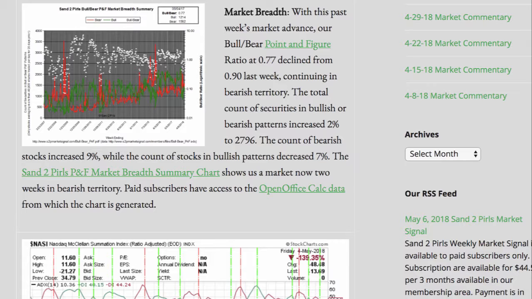The total count of securities in bullish or bearish patterns increased 2% to 2,796. The count of bearish stocks increased 9%, while the count of stocks in bullish patterns decreased 7%. The Pirls PNF market breadth summary chart shows us a market now 2 weeks in bearish territory.